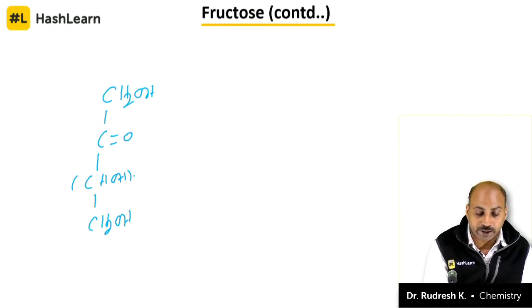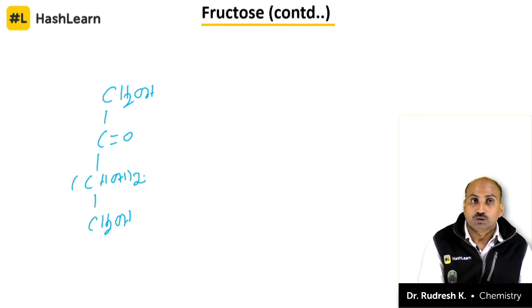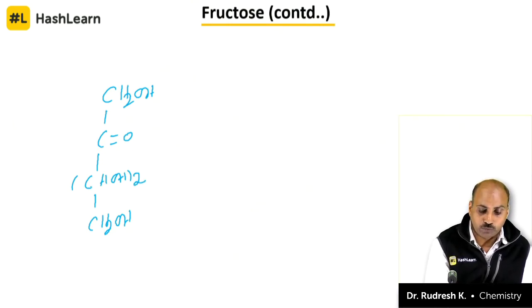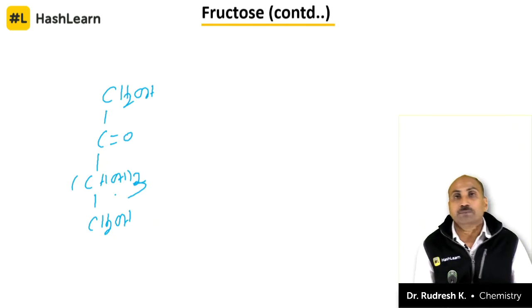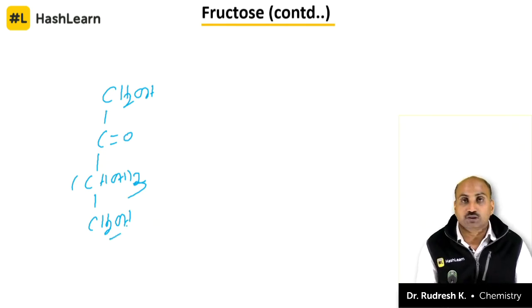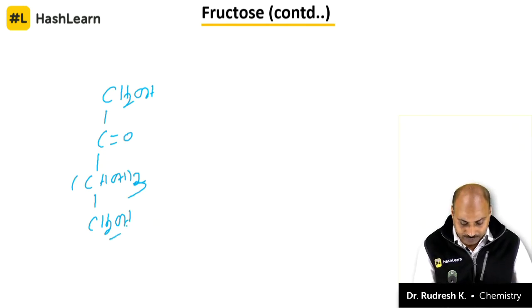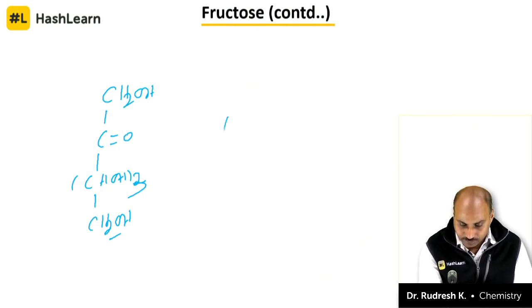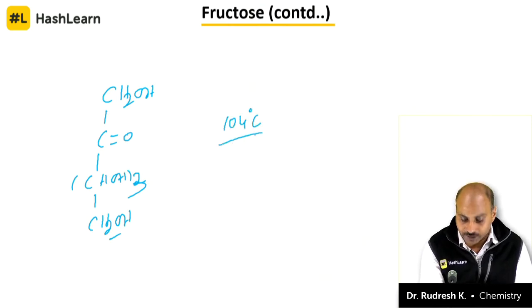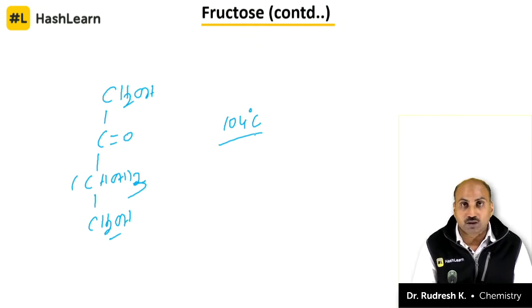So, then it should be 2. So, thereby you are going to get 1, 2, 4 and 5, thereby it becomes 3. Okay. So, now this is the structure of your fructose. When we look at this, the commercially available fructose is obtained by hydrolysis of inulin. Okay. So, that is why it melts at 104 degrees. That is very important, and it is the sweetest of all sugars.